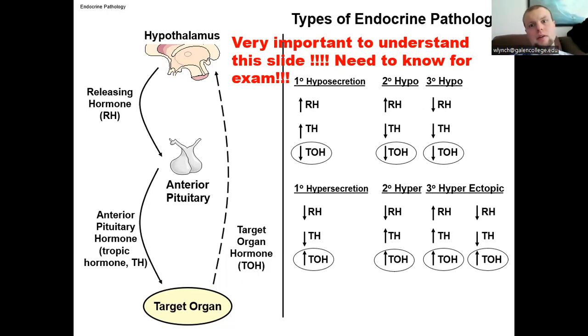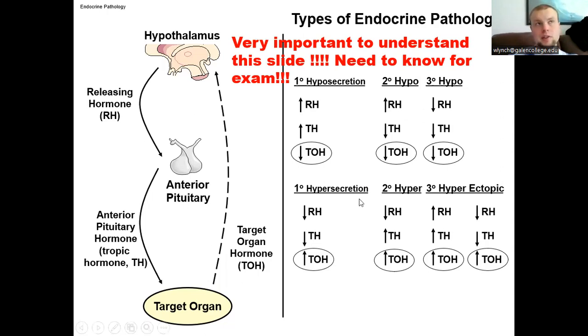So in the case of first degree hyposecretion, this is where we have thyroid hormone that is not being made in the thyroid gland to an adequate degree. In second degree, this is where we have thyroid stimulating hormone that is not being made to an adequate degree in the anterior pituitary. If it's third degree, that means it's all 3 systems. That means that the hypothalamus is not making enough releasing hormone, so therefore we don't have enough stimulating hormone and don't have enough thyroid hormone.